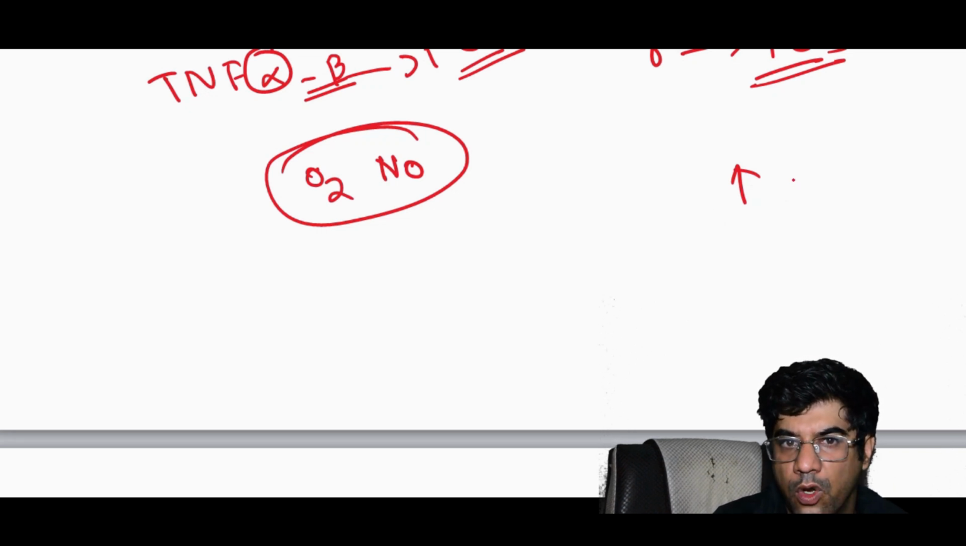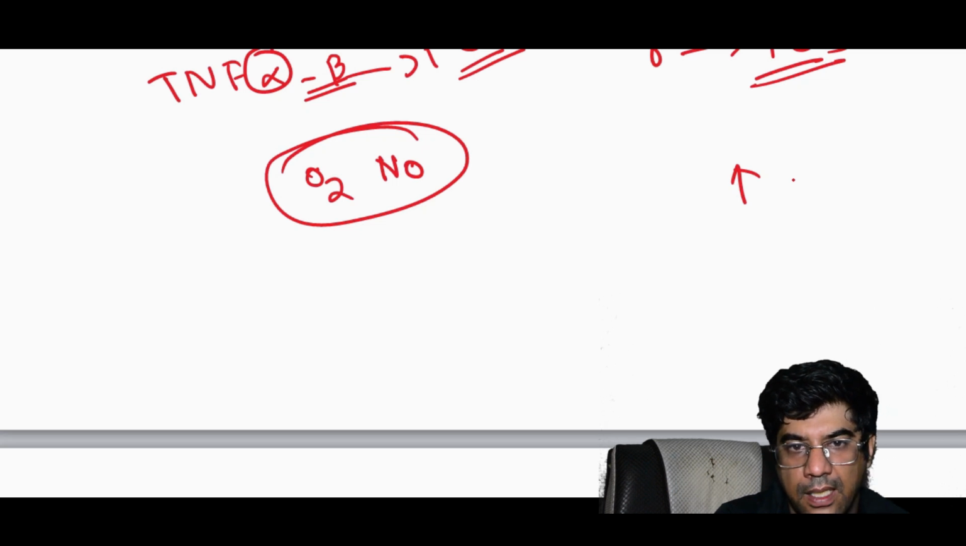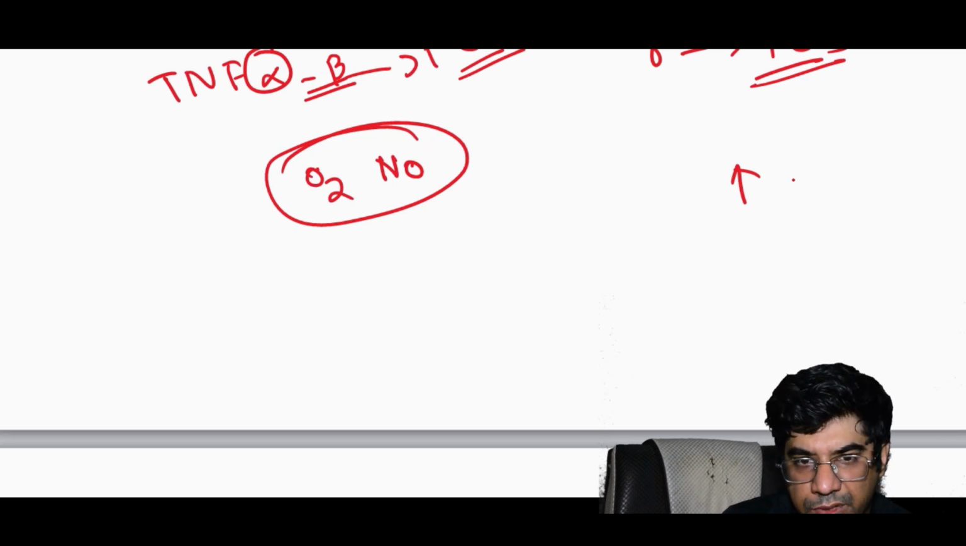So what could be the dual role of nitric oxide in inflammation and host defense? So remember that it not only helps in controlling the blood flow and reducing the clot formation, but it also directly kills the pathogens that are involved in the host defense.